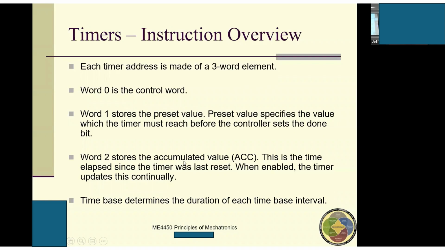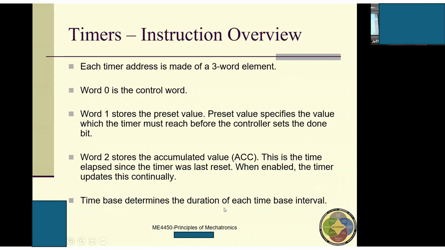Word 2 stores the cumulative value. As the name suggests, it starts from 0. As you trigger this timer, the cumulative value goes up, 1 by 1 by 1, until it reaches the preset value. If the cumulative value equals the preset value, the done bit is set, which means the timer is out. This is the time elapsed since the timer was last reset, and the enabled timer updates this continuously.